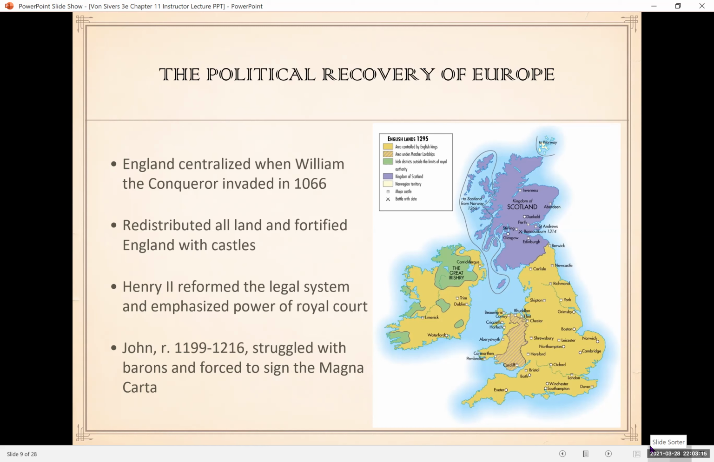Now, Henry II has an older son who becomes king at the death of Henry. His name is Richard. We call him Richard the Lionhearted. He will spend very little time in England. He will spend most of his reign on crusade, and we'll talk about those in a little bit. So his little brother, John, will be regent of England while Richard the Lionhearted is on crusade.